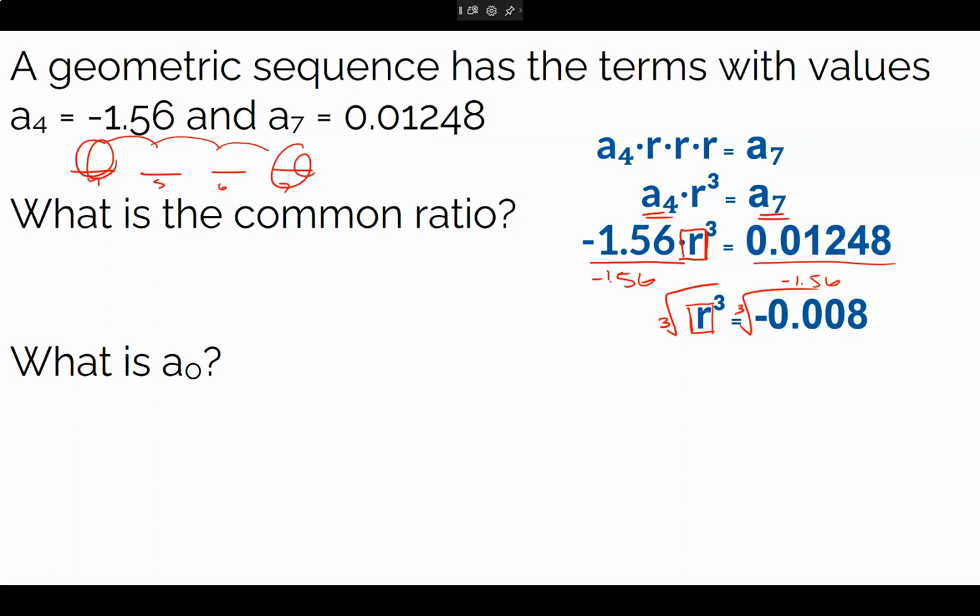No, but that's going to be an actual number. So when I cube root negative 0.008, we're going to get a value of negative 0.2. So here is my ratio. We're allowed to cube root negative numbers. We can odd root any negative number. We can't even root negative numbers. So this one's fine. I'll show you in a minute.